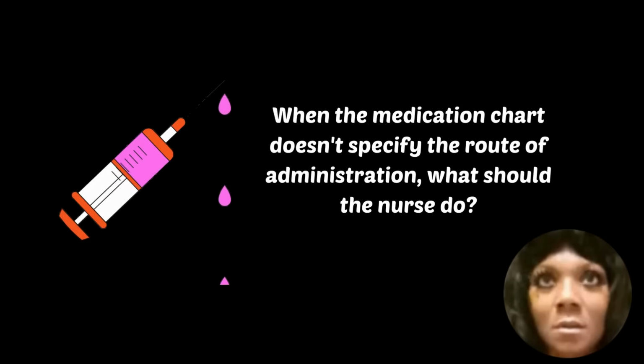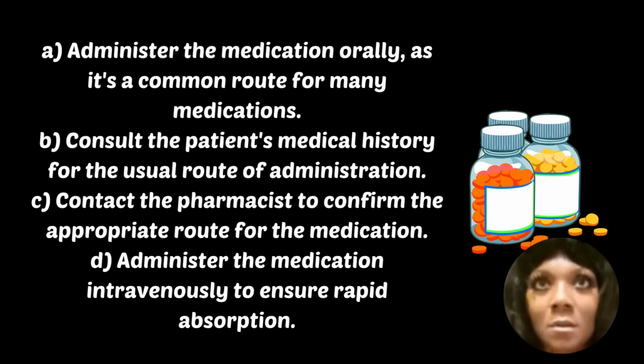When the medication chart doesn't specify the route of administration, what should the nurse do? Is it A, administer the medication orally, as it is a common route for many medications? B, consult the patient's medical history for the usual route of administration? Is it C, contact the pharmacist to confirm the appropriate route for the medication? Or is it D, administer the medication intravenously to ensure rapid absorption?